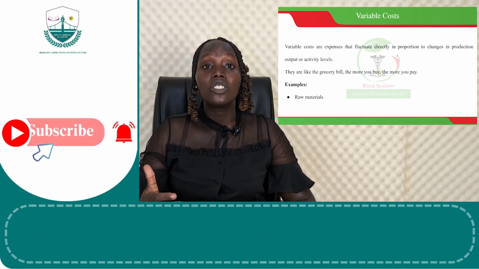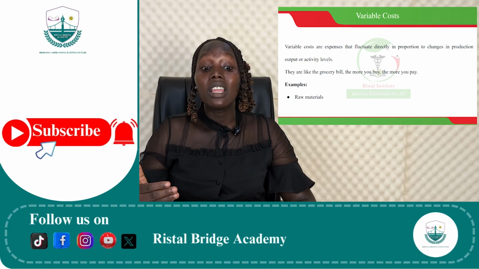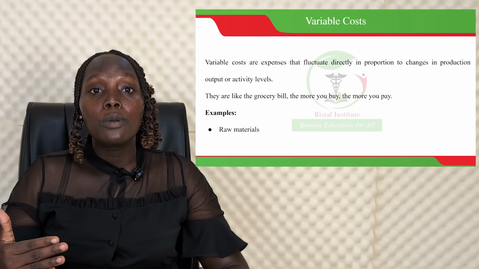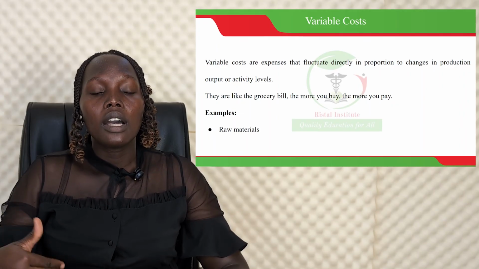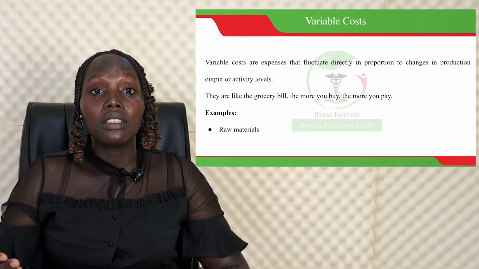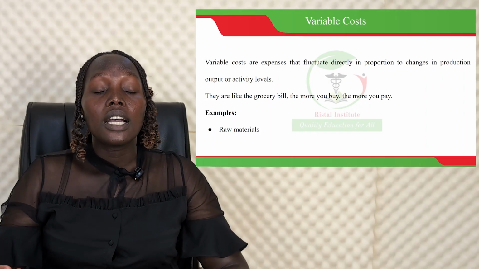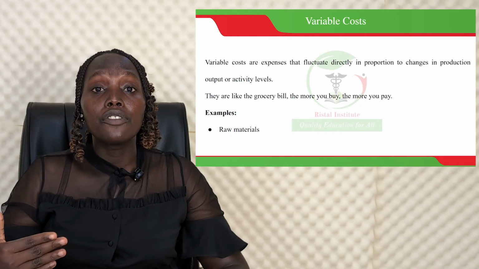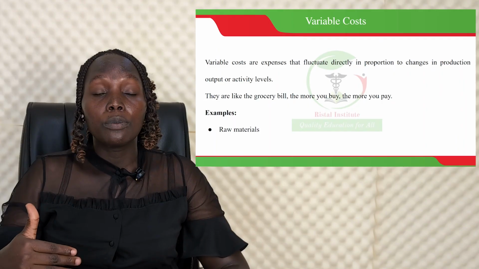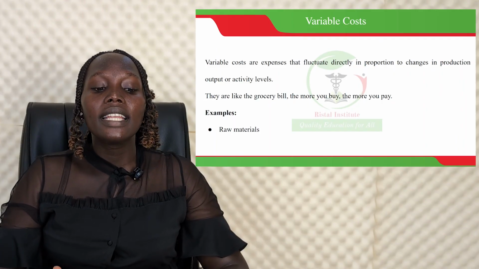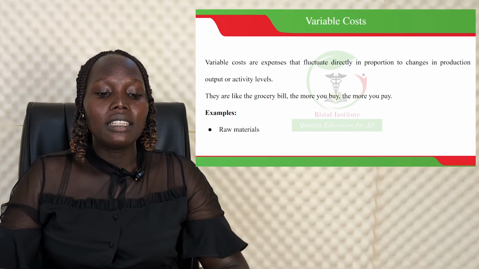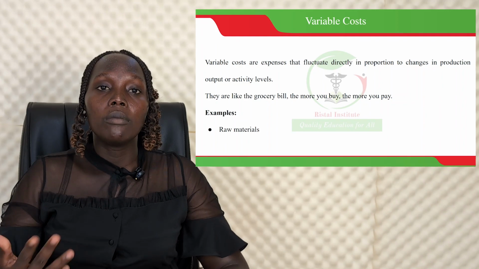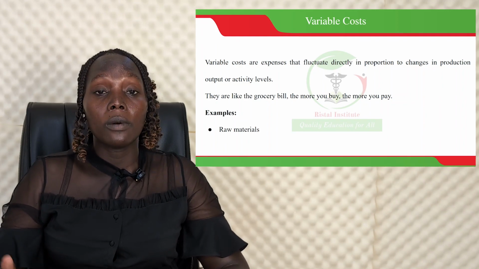If the activity levels increase, it means that the expenses will also increase. And if your expenses increase, it means that you will also have an increase in the production output. And if it reduces, it means that the expenses will also reduce. So they are like the grocery bill. The more you buy, the more you pay.